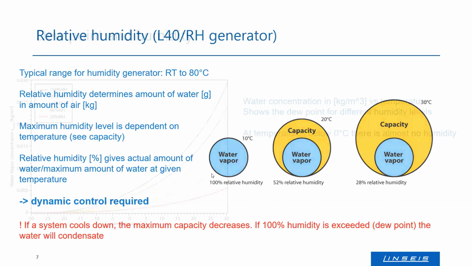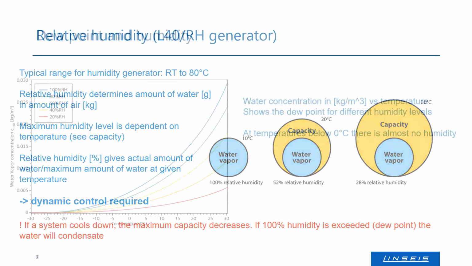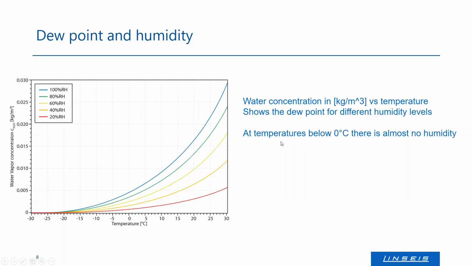As said, the dew point of water is also changing. So the capacity and the dew point are shifting with temperature. This slide shows the water concentration versus temperature and the dew point at different humidity levels. It's the water vapor concentration versus temperature at different humidity levels. You see at 100% humidity, you need much more water, and it increases dramatically with temperature, while if you want to keep a low level of humidity constant, you need much less water.